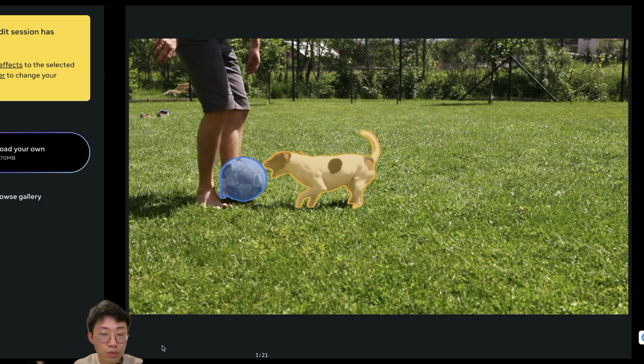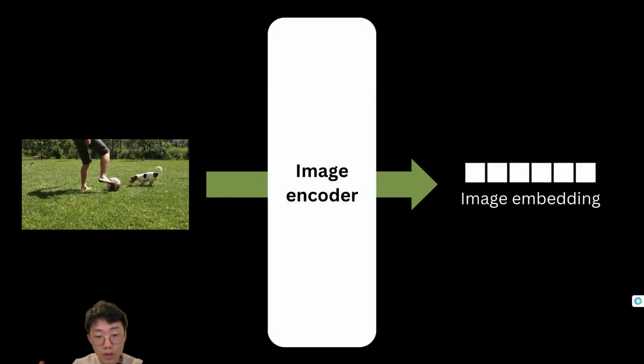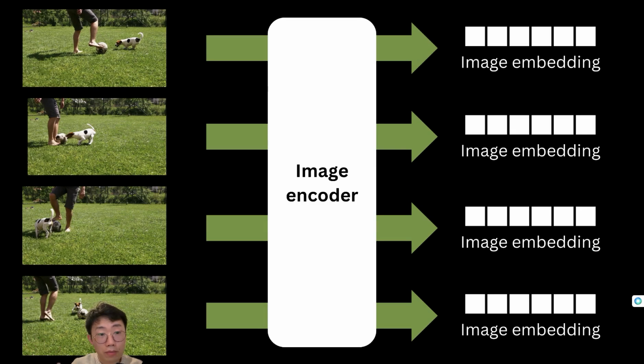To get this smooth result, it will break down the video into different frames of images. For each frame, it will first use an image encoder to turn an image into an embedding, which is a way that the machine can understand what the image is. And this process will be repeated for every single frame in the video. But at this point, each image embedding is independent from the others, so there's no real temporal relationship between them. That part will be handled by other components like the memory encoder and memory bank, which we'll talk about later.